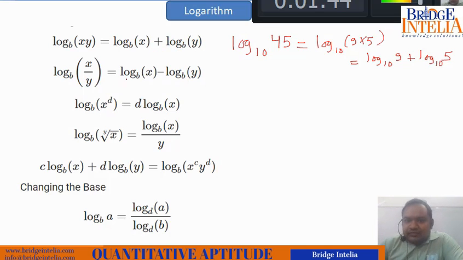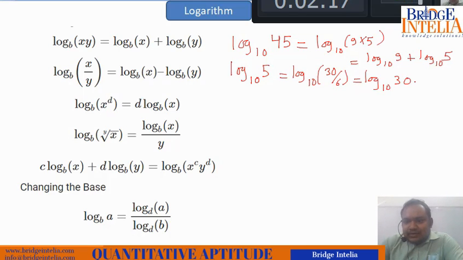Similarly, the rule of division: instead of multiplying two numbers, here we are dividing one number by the other, x upon y. In this case, the rule tells us that log a by b is equal to log a minus log b. Similarly, had this been log to the base 10, let's suppose of 5, this 5 could have been written as 30 by 6. In this case, it could have been rewritten as log 30 minus log 6. So these are the two most basic rules, the rule of multiplication and the rule of division.